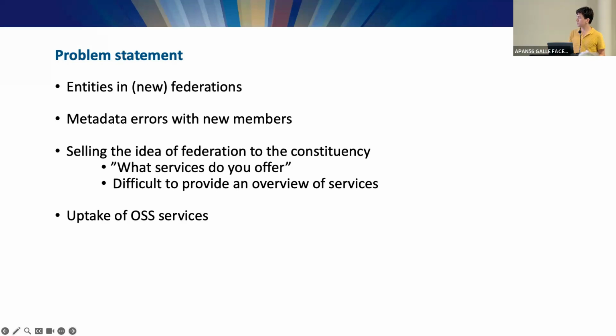And historically, it also has been proven that it's very difficult to provide a good overview of all the services in eduGAIN. There are tools, but you really need to know what you're looking for. It's really specific. It's really hard. We have looked into the idea of creating a service catalog many times. And although it's doable, it's really hard to maintain it, to get all the proper information from service providers about their services and which services are actually available for your federation. And then the last problem on this slide is the uptake of open source software services in general. That has not much to do with federation per se, but I really think that identity federations can help with the uptake of open source software services.